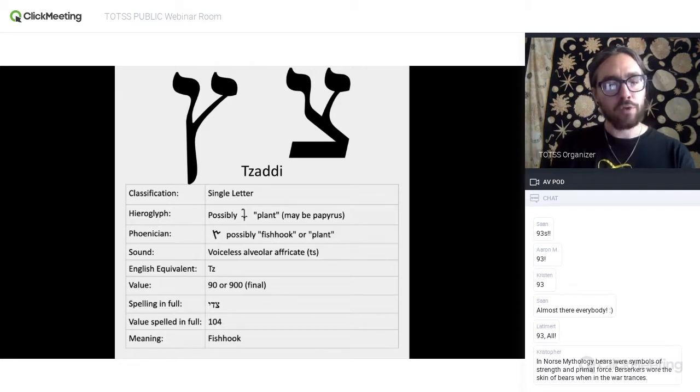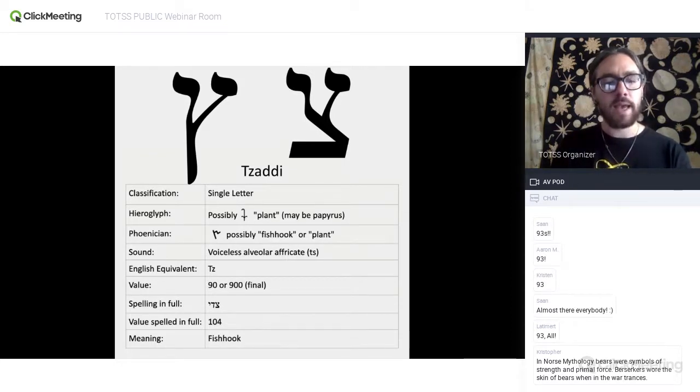All right, so spelled in full, you have Tzaddi Daleth Yod, which sums to 104. Now, Tzaddi Daleth Yod is not a Hebrew word. Tzaddi Daleth can mean the side of something. And I think in certain forms, it can get spelled as Tzaddi Daleth Yod, because in Hebrew, suffixes and even prepositions get attached to words. But Tzaddi Daleth Yod is not a normal Hebrew word. And so its meaning here as fishhook is coming through its association with the Phoenician letter. But this isn't the normal Hebrew word for fishhook.